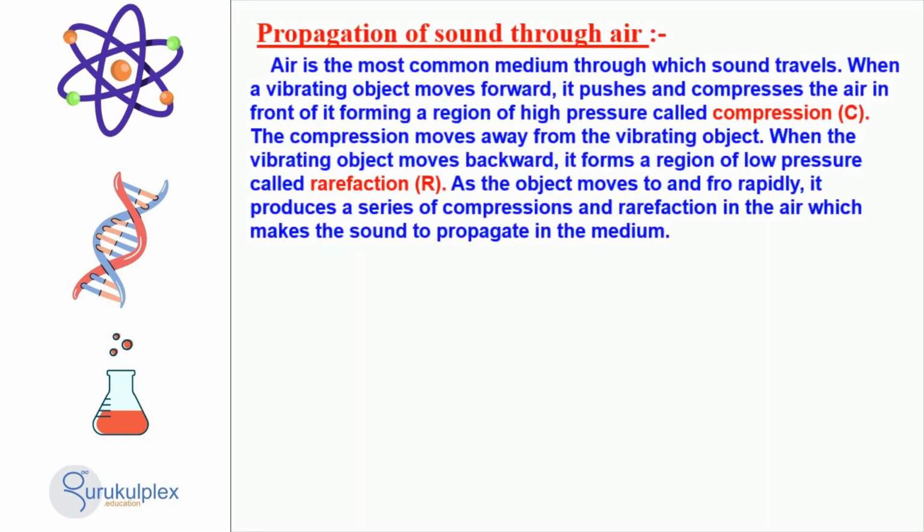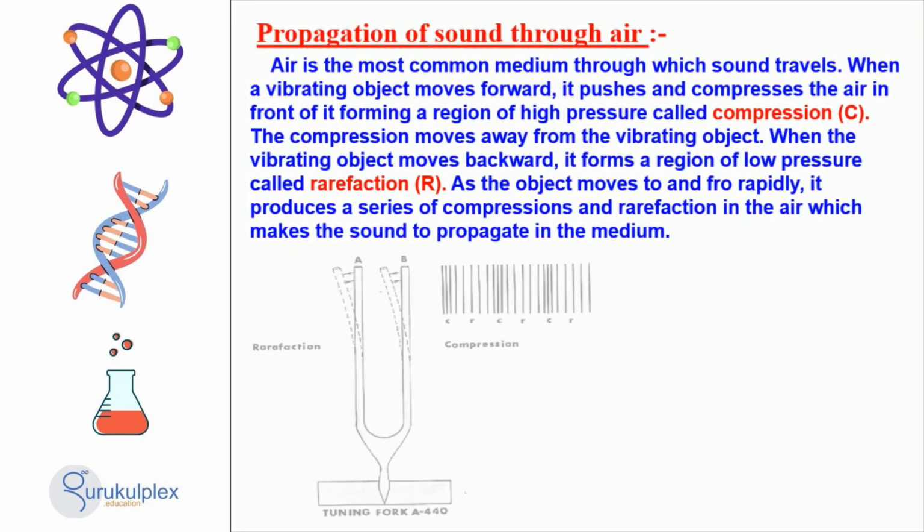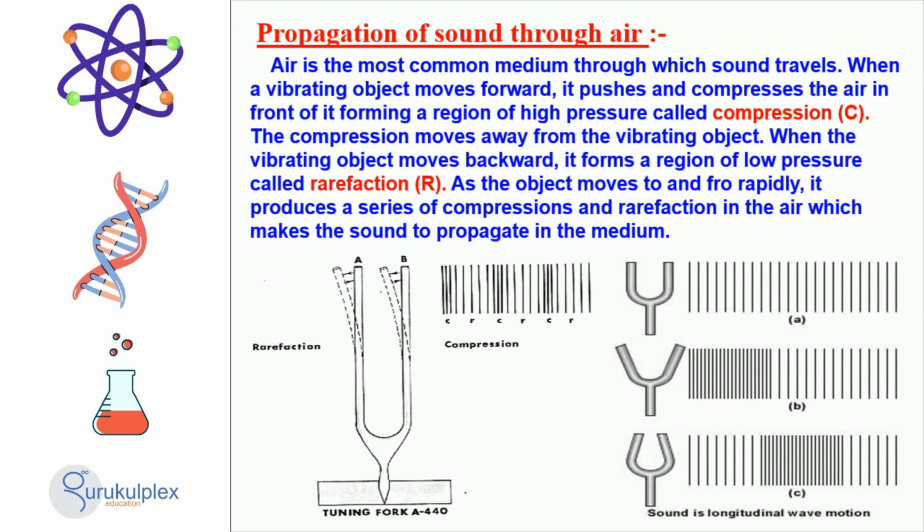An object vibrating causes regions of high and low pressure in the air in front of it as it moves forward and backward. Compressions are created when it moves forward and rarefactions when it moves backward. These compressions and rarefactions allow sound to travel through the air, thus air is an essential medium for the propagation of sound. The varying speeds of the vibrating object create a series of compressions and rarefactions, which enable sound to travel through the air and be heard by our ears.